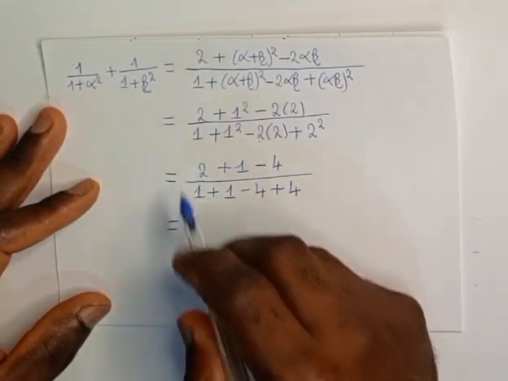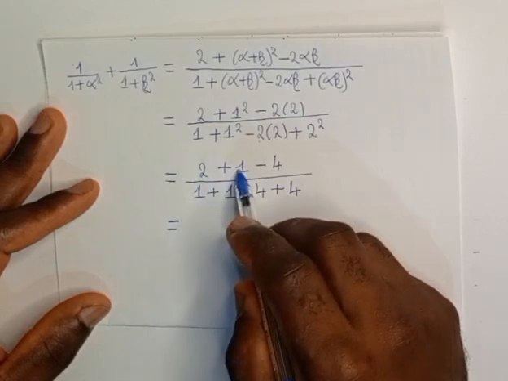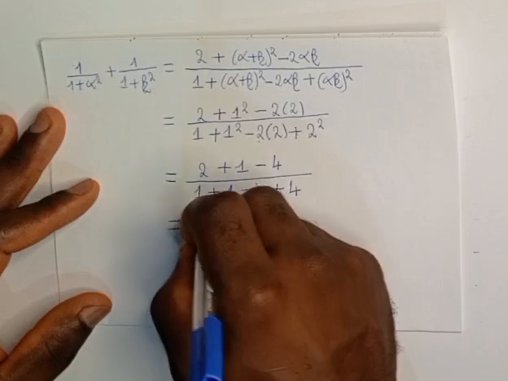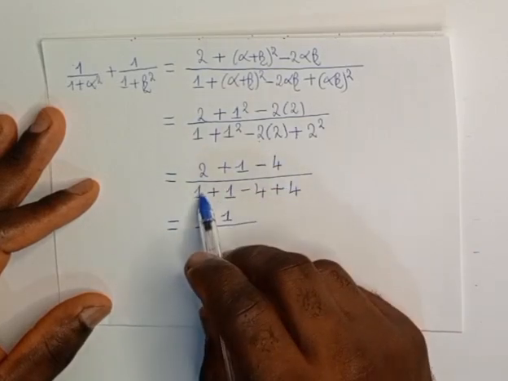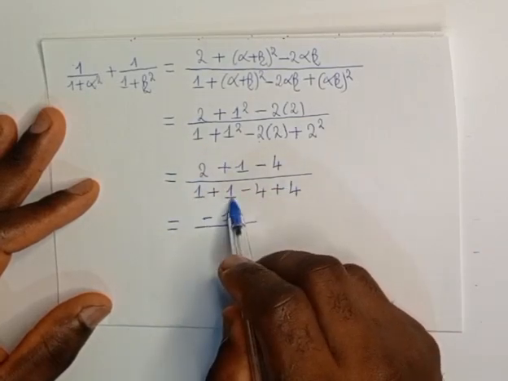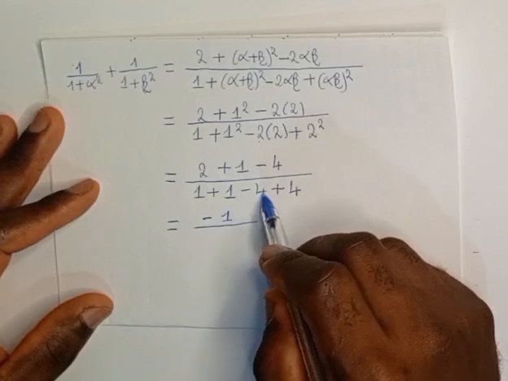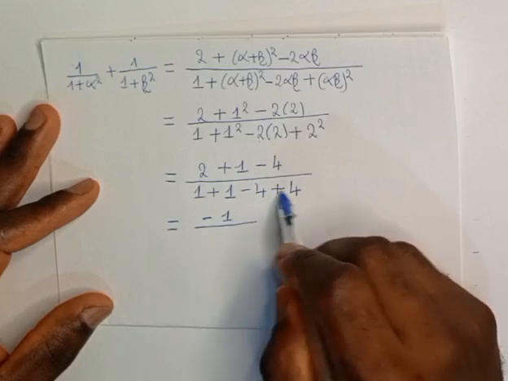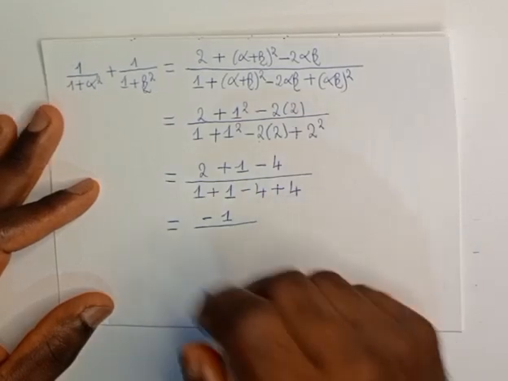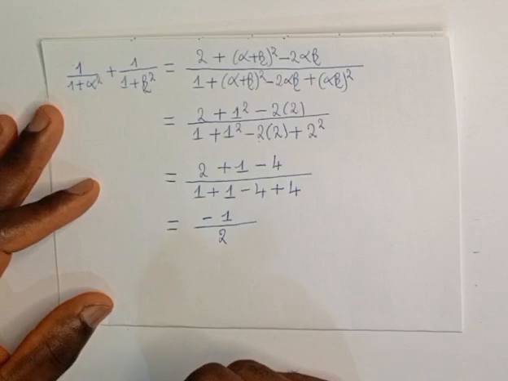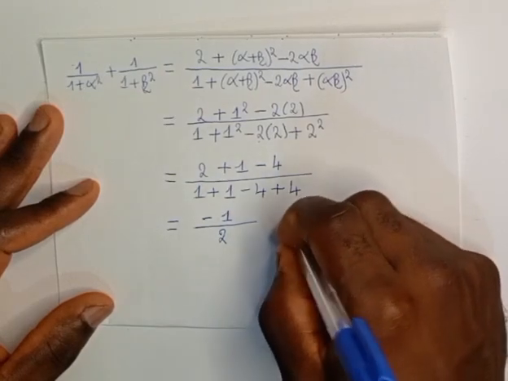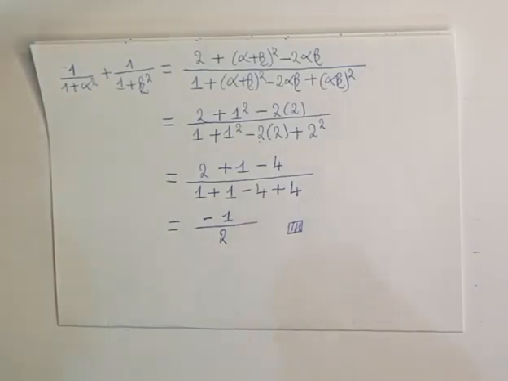This will simply be equal to 2 plus 1 gives us 3, minus 4, negative 1, all over 1 plus 1 gives 2. 2 minus 4 gives us negative 2. Negative 2 plus 4 gives us 2. This will give us negative a half, which is what we are to prove. This is it.